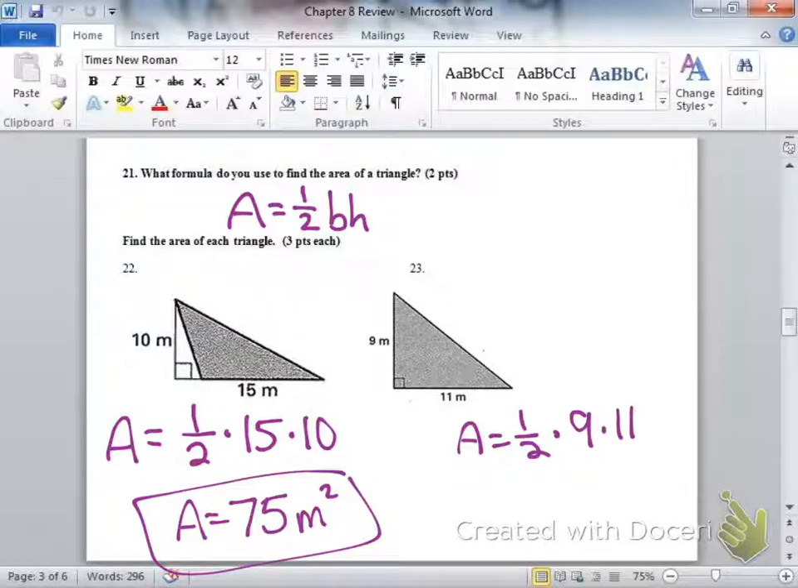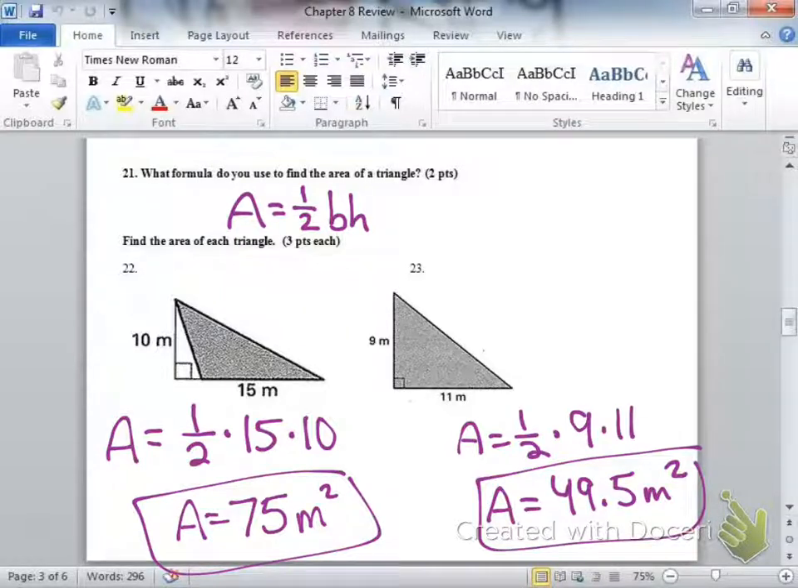Anyone have the answer for this next one? I got 49.5. 49.5 is correct. Any questions? Do you guys see how important these formulas are? I can't stress enough. If you don't know the formulas, you're probably just going to stare at your test for an hour and get a 0. There's really no way to do these without knowing these formulas.